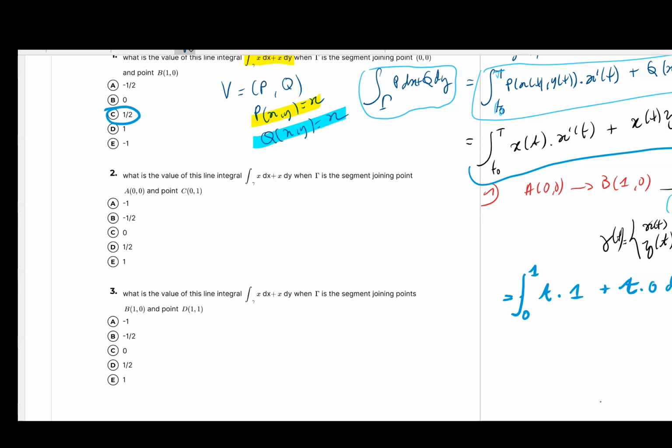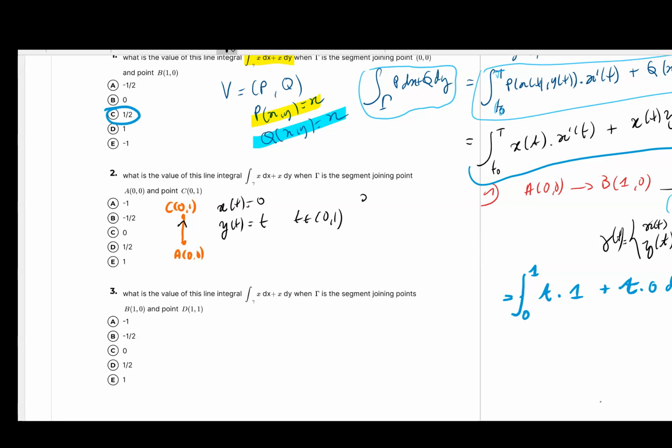Second one, we're going to join now the point A (0, 0) and the point C (0, 1). Okay, so how do we describe it this time? So here, x of t is just going to stay constantly equal to 0. y of t is going to be going from 0 to 1. Okay, so we are joining it in that direction.